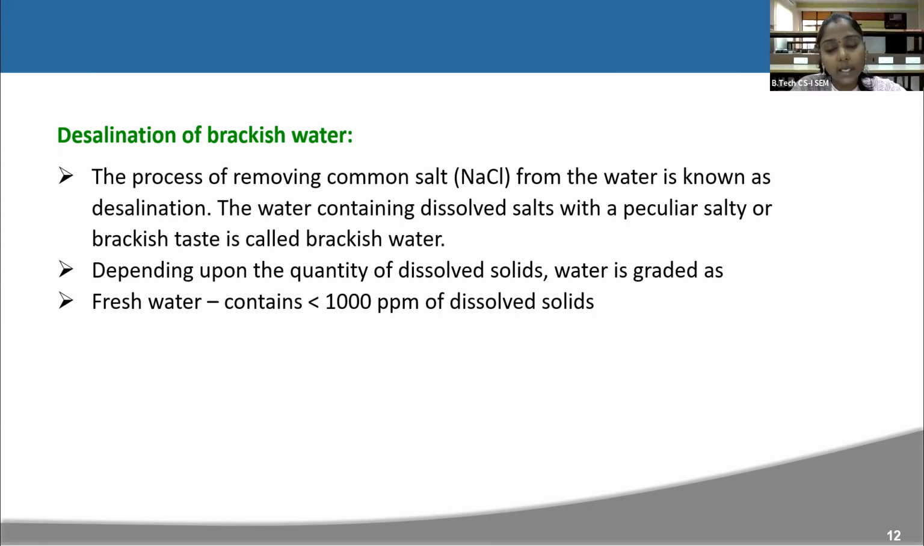Brackish water means it contains a large amount of salts. What is the amount in brackish water? Greater than 1000 to 35,000 ppm. Seawater contains greater than 35,000 ppm of salt.